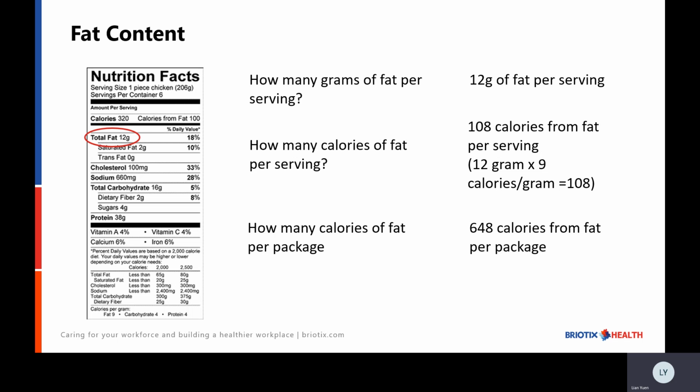Now we're going to look at fat. And you'll find the fat up near the top of the nutrition label. And so for this food, each serving contains 12 grams of fat. And then if you want to calculate the number of calories of fat per serving, you're going to multiply that number by 9 because each gram of fat contains 9 calories. So that leaves us with 108 calories of fat per serving. But if you were to eat the whole package, that's about 648 calories from fat.